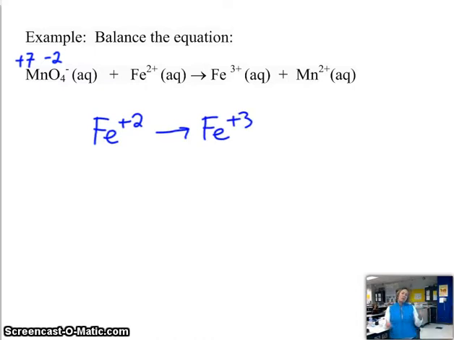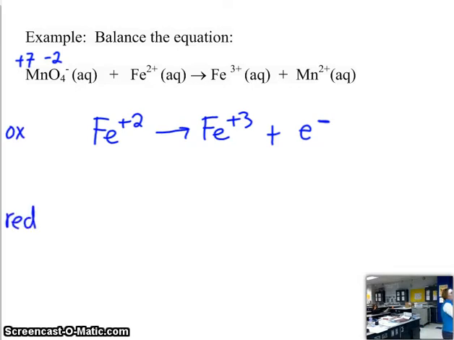Here's the order. You balance everyone except H and O. 1 Fe, 1 Fe. You balance O using water. You balance H using the hydrogen ion. We don't have H or O here, so that's fine. You balance charge using electrons. You add the electrons to the side with the higher charge to make the charge equal. So there's our oxidation half reaction.